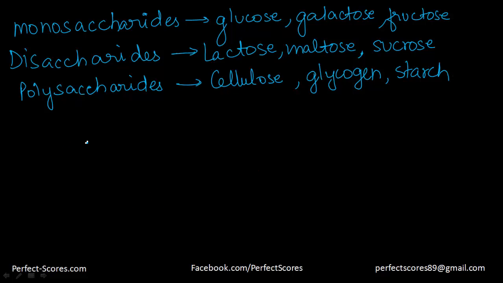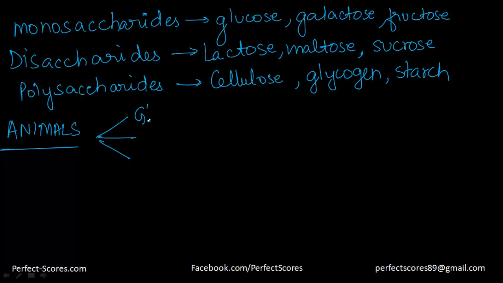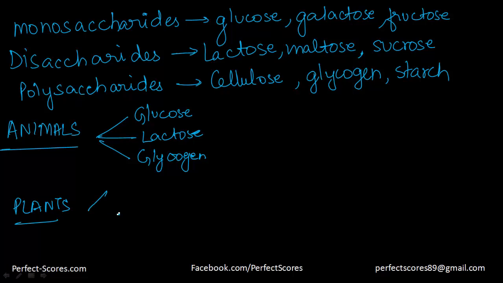It's very important to know the functions that these few sugar molecules play in our body. So let's get started with the importance of these sugars in case of animals. So I'm going to take up 3 sugars, that is glucose, lactose and glycogen. When it comes to plants, the 3 sugars that I'm going to use are going to be fructose, sucrose and cellulose.